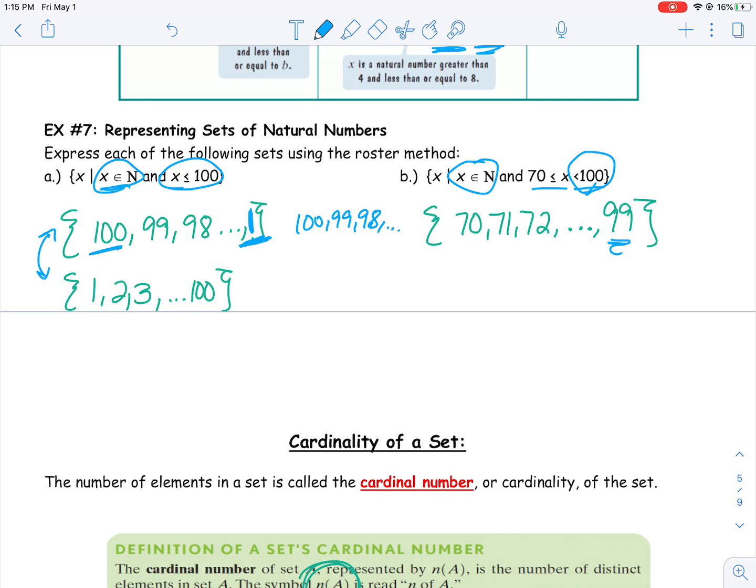Remember, order doesn't matter, so maybe you did it in a different order, but you should have started with 70 and ended with 99, or started with 99 and ended with 70. Either way, just make sure that all of your elements are correct there.